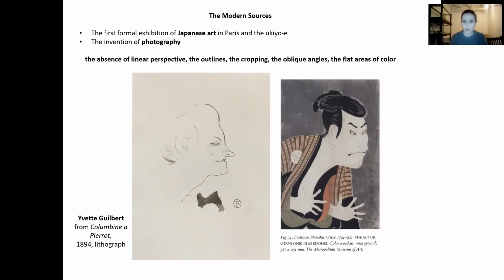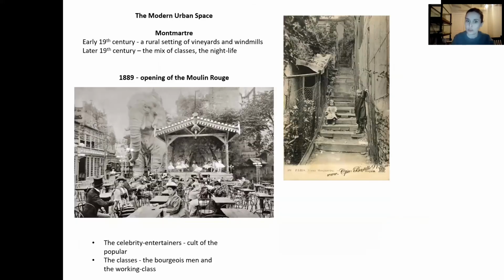So on the left is Yvette Gilbert by Toulouse-Lautrec, who is an entertainer, and very obviously what he's looking at is on the right. This is an ukiyo-e, a color woodcut of a kabuki theater artist. And this caricature rising, the simplification, the capturing of the personality in just few strokes is what Lautrec really takes on board.